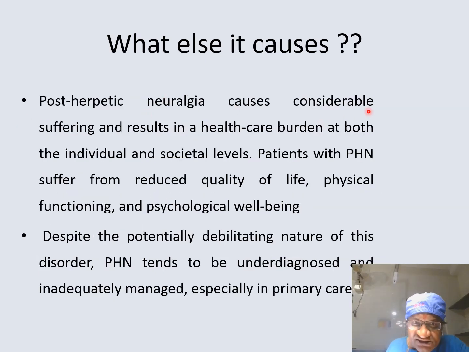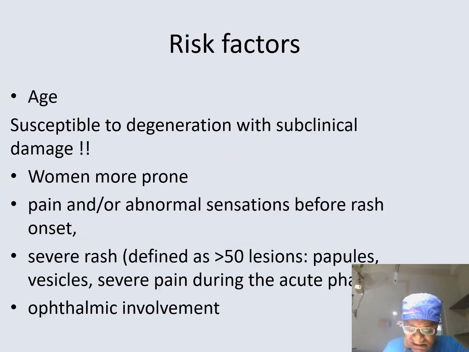Post-herpetic neuralgia causes considerable suffering and results in burden for the individual and society, because this patient at the age of 60 has severe pain, takes some drugs and sleeps, quality of life is gone, society is affected by this. Physical functioning is affected and psychological well-being is also affected. So it is underdiagnosed and inadequately managed, especially in primary care settings, even in big developed countries.